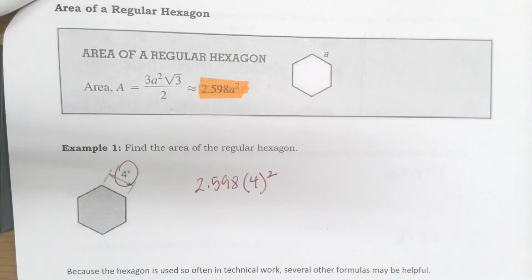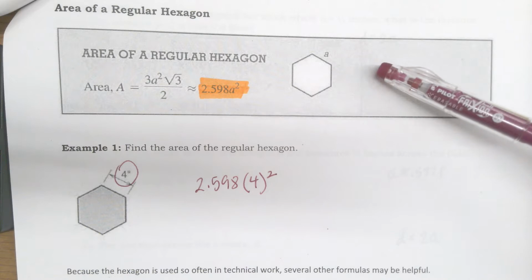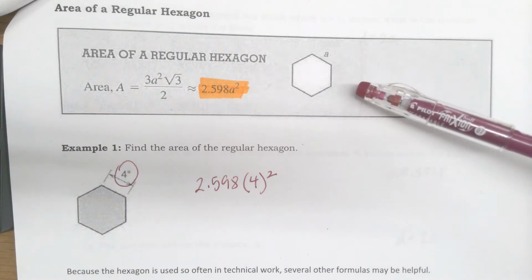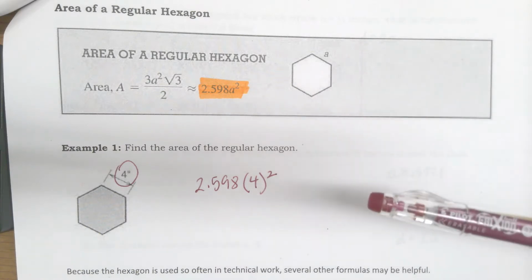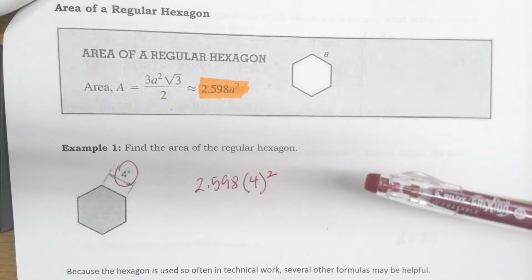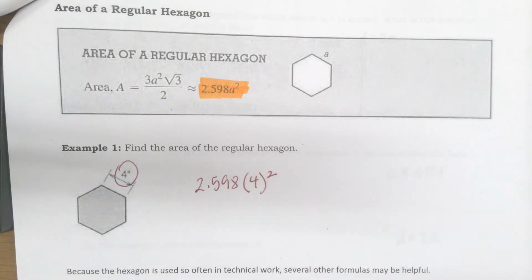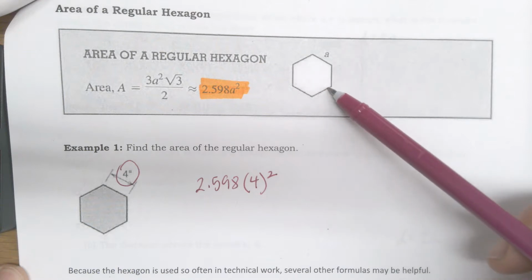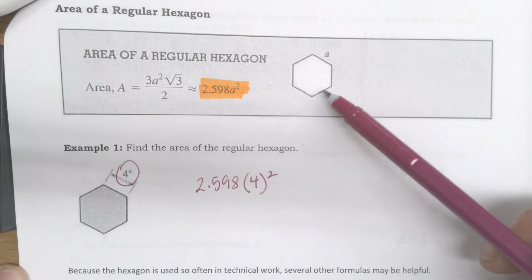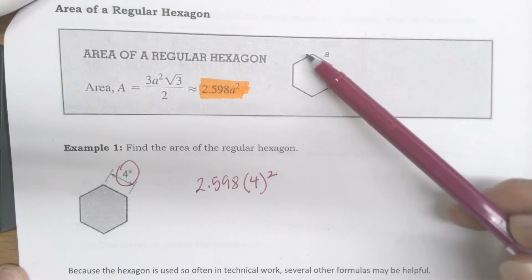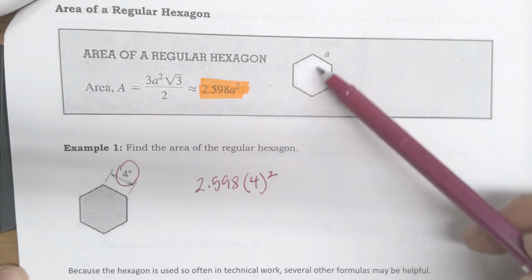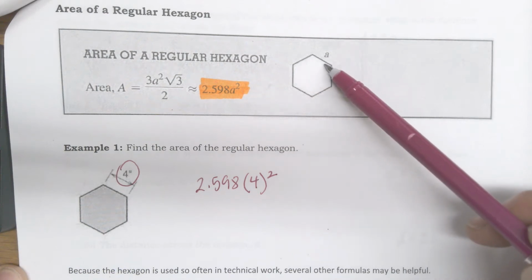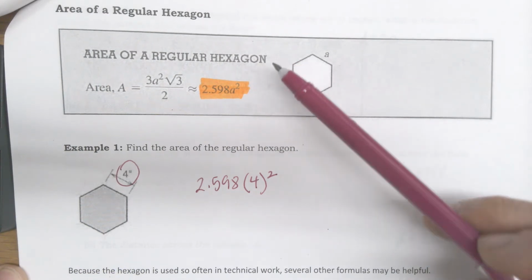I thought it'd be nice to have a video for this next section because it's not difficult really, but it's different looking, so it'd be nice to just go through and make sure that you are comfortable with what you're looking at, or looking for, I should say. So it's area of a regular hexagon. A regular hexagon means it's a six-sided figure where all sides and all interior angles are congruent, meaning the same measure. So it's almost like a square, but with six sides.